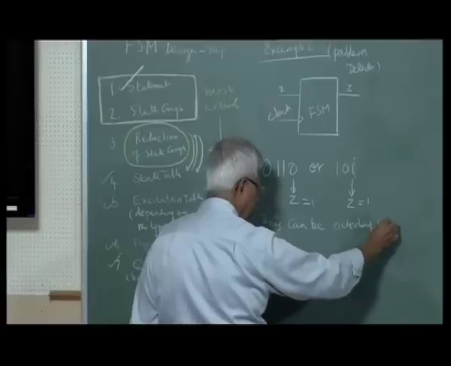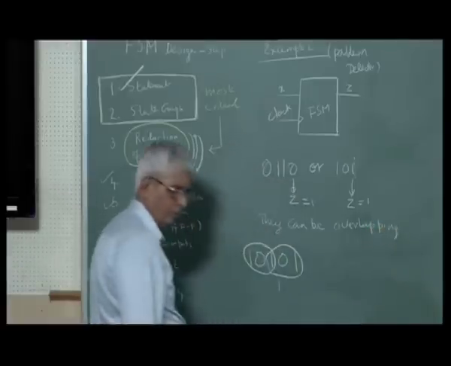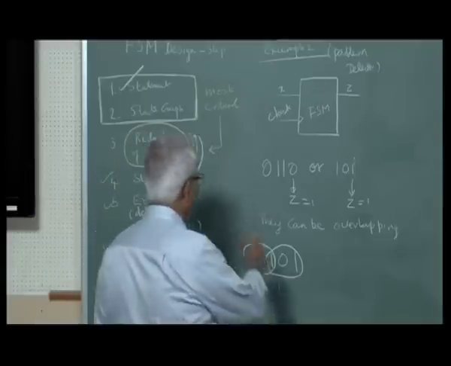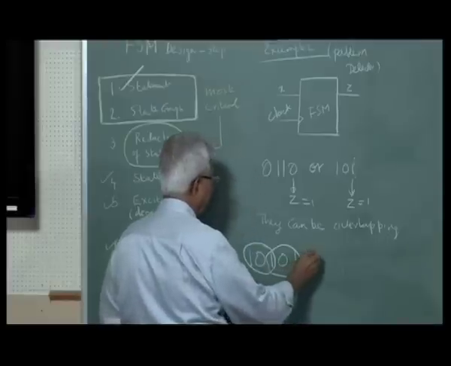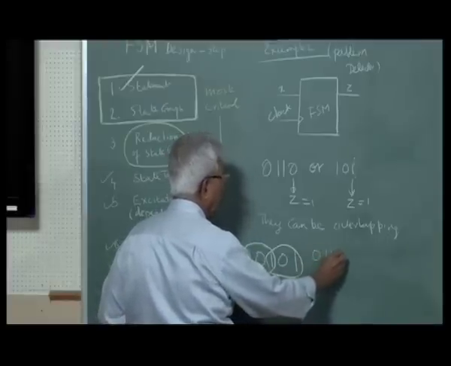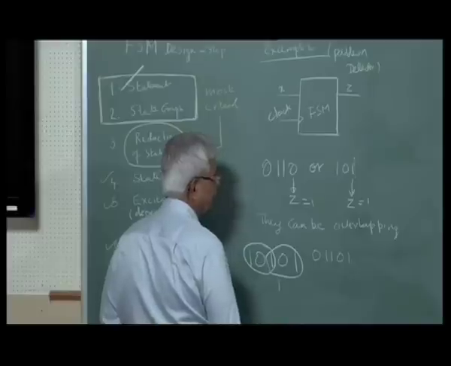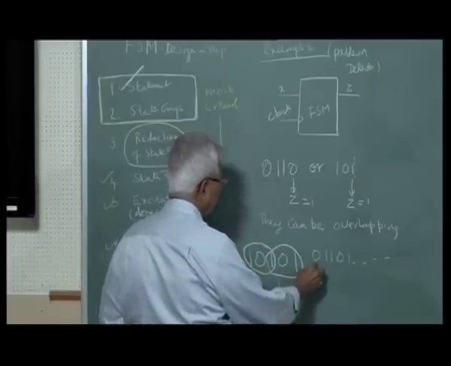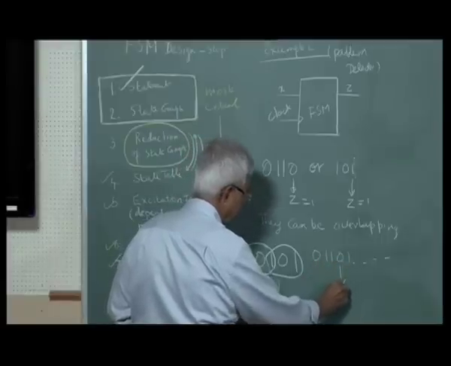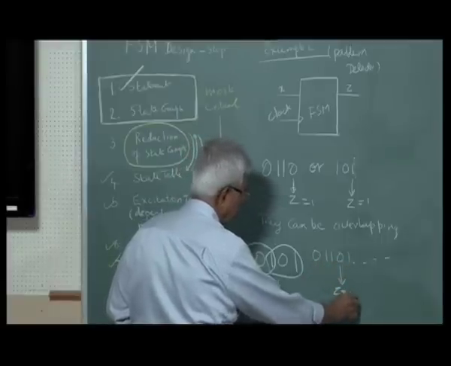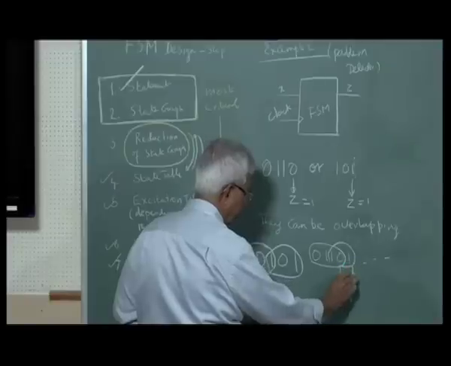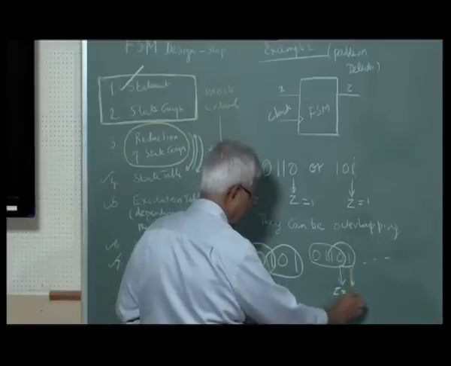If the overlapping also you should find it. So if 1, 0, 1, for example, take this example, 0, 1, 1, 0, 1, blah, blah, blah. Now 0, 1, 1, 0 will have an output of 1, and 1, 0, 1 we will have another output of 1. This is what I mean by overlapping pattern.